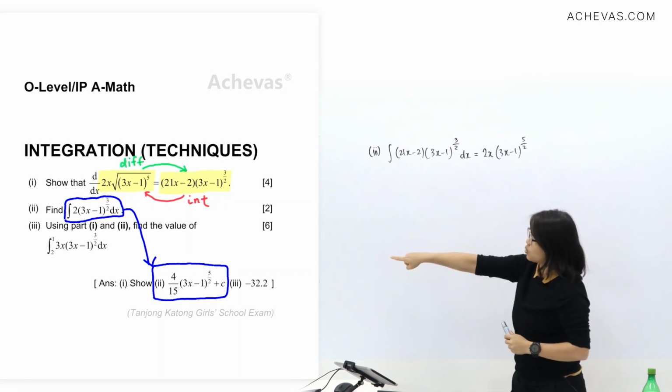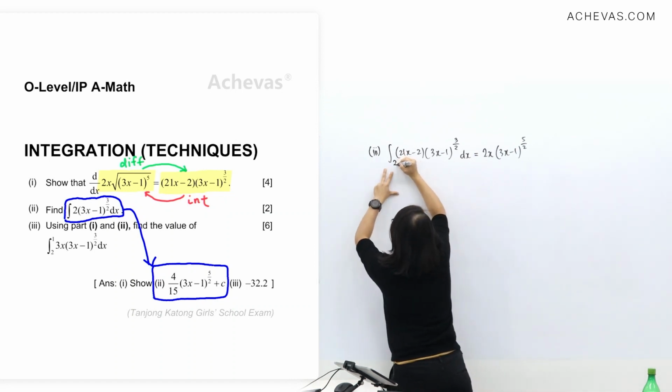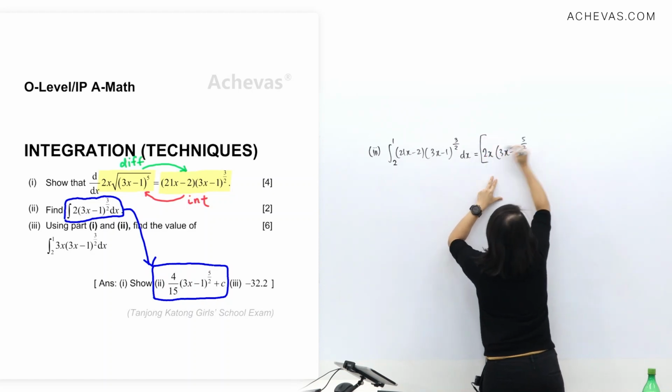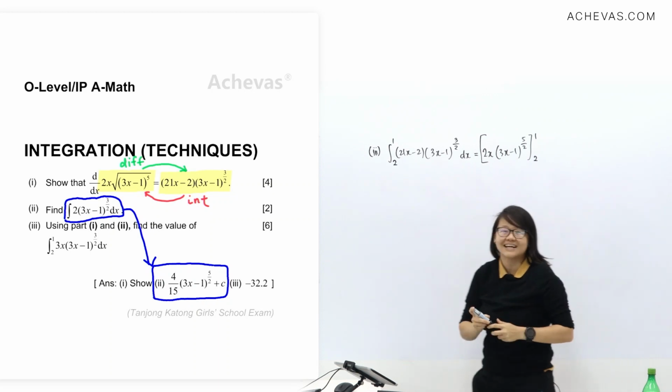And remember to check the question at part 3. We have 2, 1 there. So I'm going to insert 2, 1 at the integration part here. For the right hand side, we're going to write square bracket. I'm going to insert 2, 1 on the right hand side.